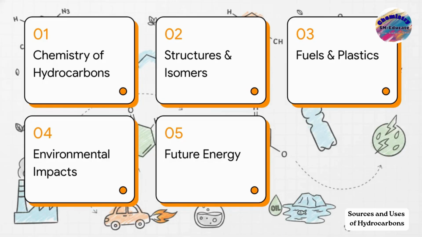Here is our roadmap for today. We'll be moving from the micro to the macro. We'll cover 1. The chemistry of hydrocarbons. 2. Structures, isomers, and models. 3. Fuels, solvents, and plastics. 4. Environmental impacts, specifically comparing coal versus LPG. And finally, 5. The future of energy, looking at methane hydrates.